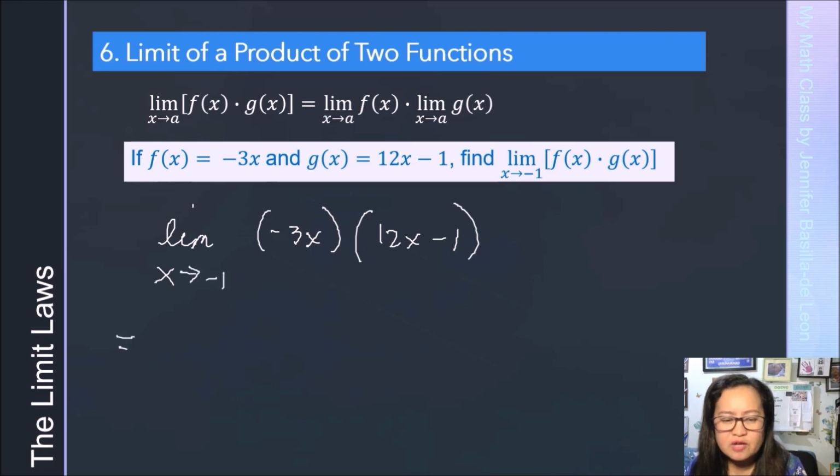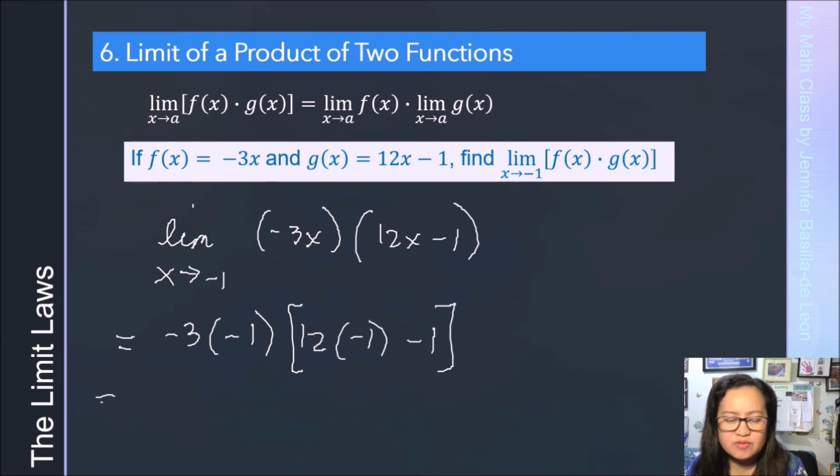Then we evaluate the given function using x equals negative 1. So we will have negative 3 times negative 1. Then we will have 12 times negative 1 minus 1. Simplifying, we will have positive 3, while this one would be negative 13. Multiplying that, you will have negative 39.